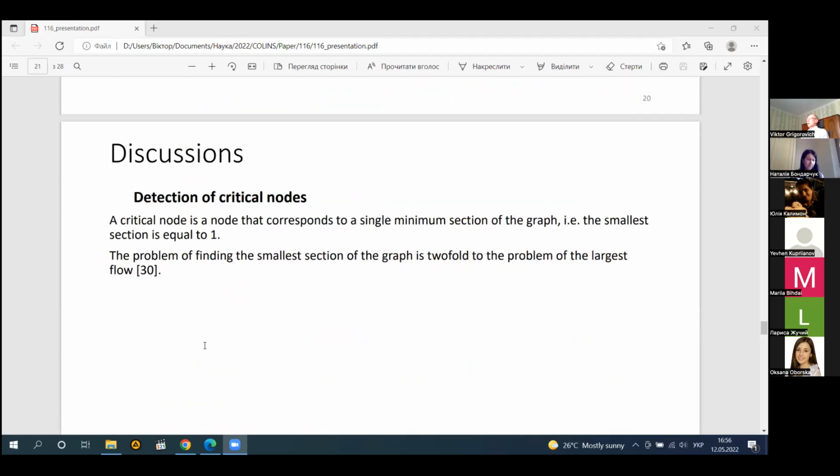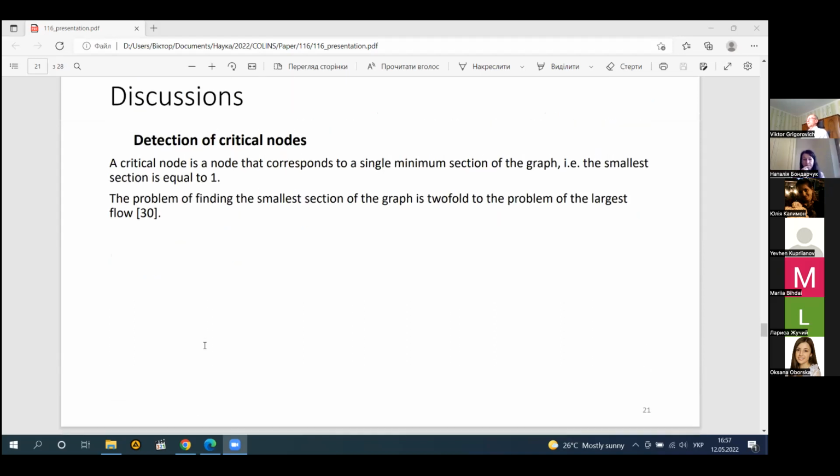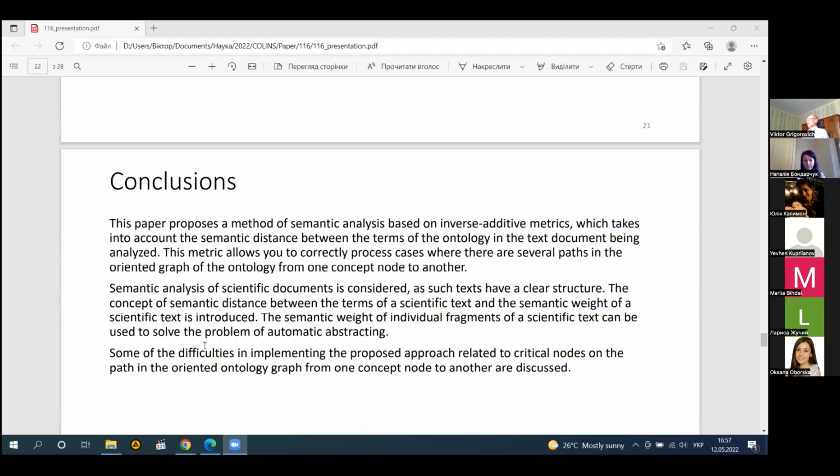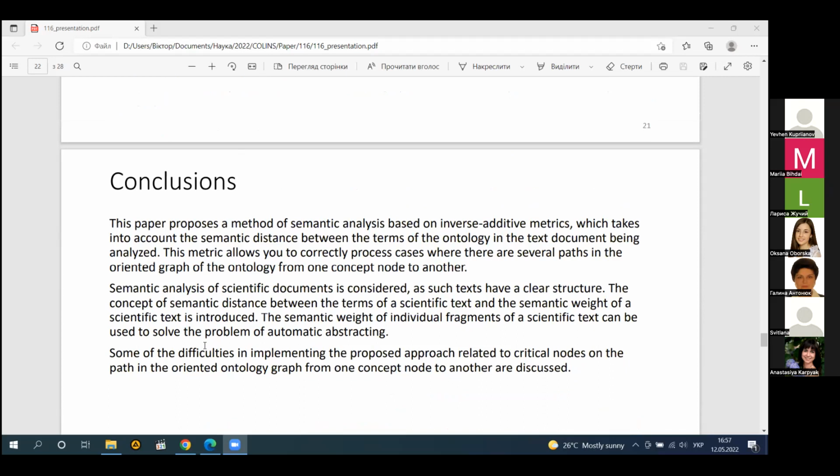A critical node is a node that corresponds to a single minimum cut of the graph. Namely, the smallest cut is equal to 1. The problem of finding the smallest cut of the graph is dual to the problem of the largest flow, a well-known algorithm. This paper proposes a method of semantic analysis based on inverse-additive metrics, which takes into account the semantic distance between the terms of ontology in a text document being analyzed.